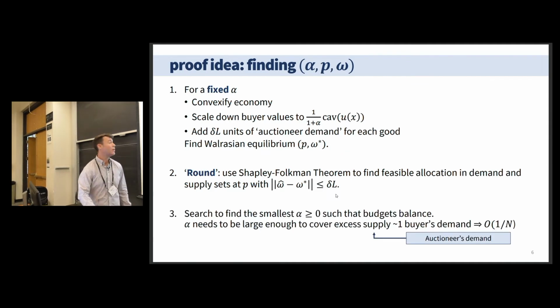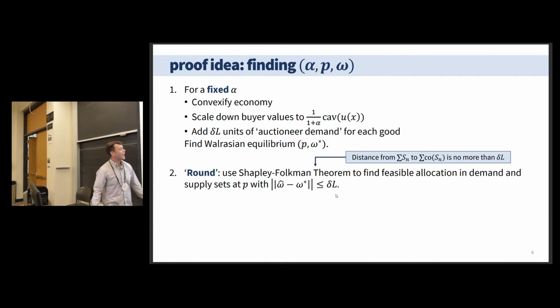Okay, so the final step, sorry, I'm going to go back one step. Here we see the role of the auctioneer's demand. If we hadn't included that auctioneer's demand there, the Shapley-Folkman theorem only guarantees that we can move some distance from the relaxed program's allocation, but it may be that when we move to the feasible allocation, that requires more units of supply. But we've already guaranteed in this step that there was sufficient supply to carry any additional demand.